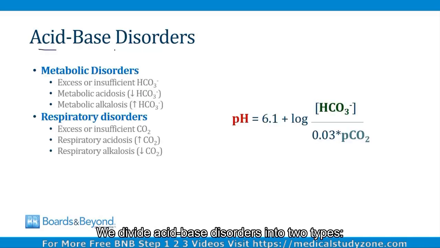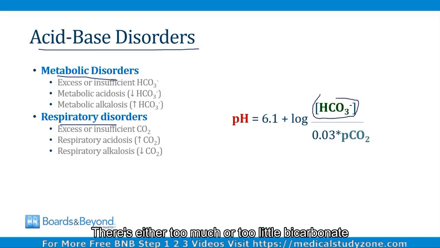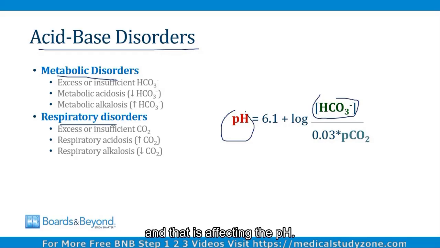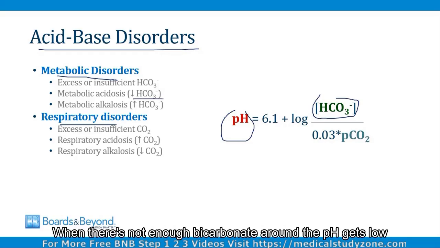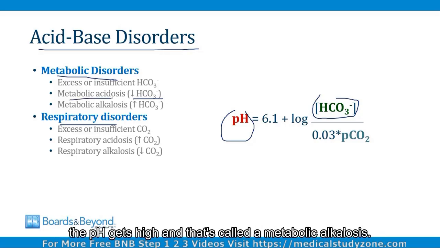We divide acid-base disorders into two types, metabolic disorders and respiratory disorders. In metabolic disorders, the problem is bicarbonate. There's either too much or too little bicarbonate, and that is affecting the pH. When there's not enough bicarbonate around, the pH gets low. That's called a metabolic acidosis. And when there's excess bicarbonate, the pH gets high, and that's called a metabolic alkalosis.